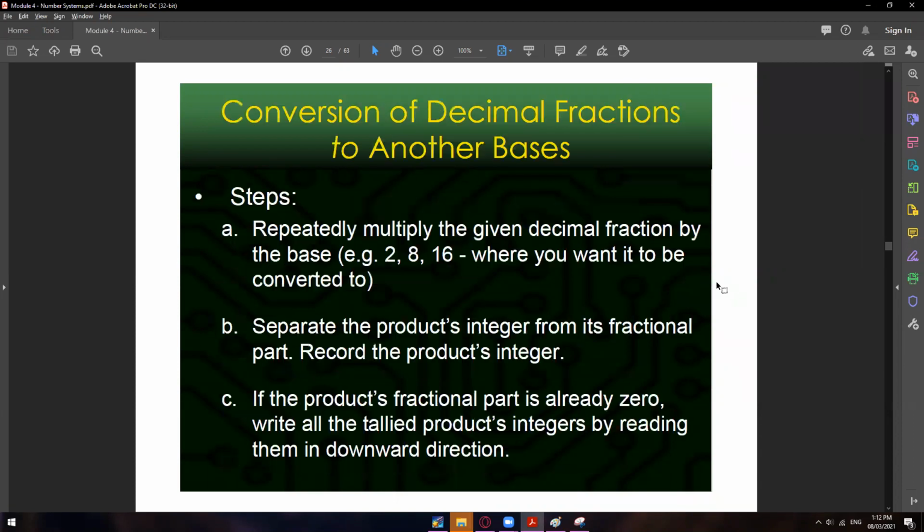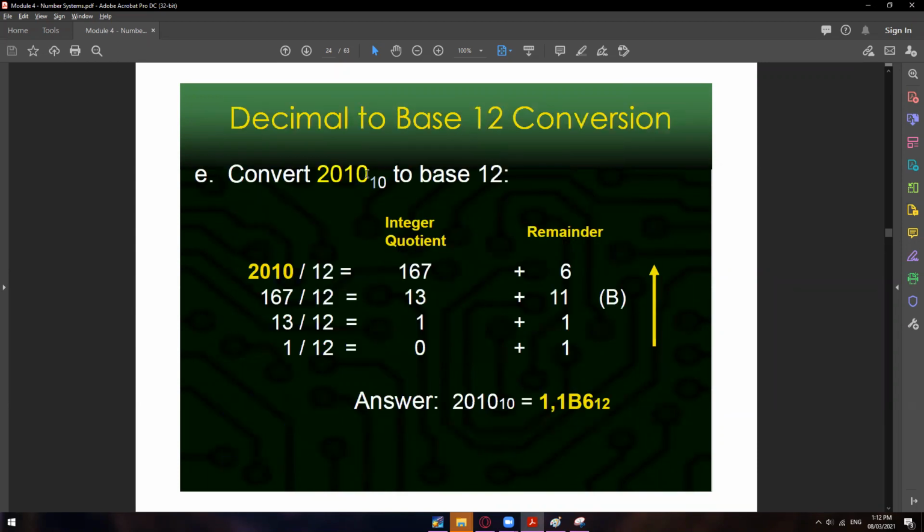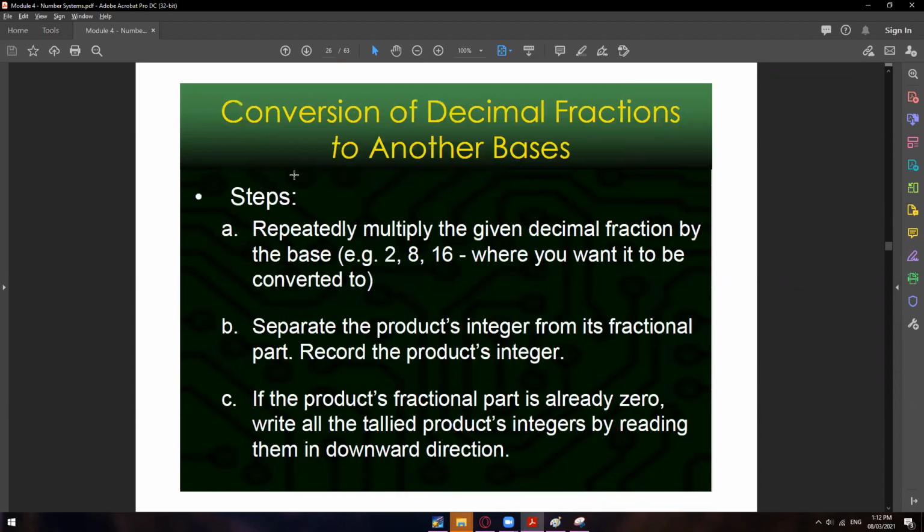Okay. And then we have here conversion of decimal fractions to another basis. So before we only had whole numbers or integers, but right now we have here decimal fractions. Here are the steps that you need to follow on how to convert a decimal fraction into another basis. Repeatedly multiply the given decimal fraction by the base. So for example, it could be 2, it could be 8, it could be 16, or whatever you want it to be converted to. So before it was dividing, but right now it's multiply.